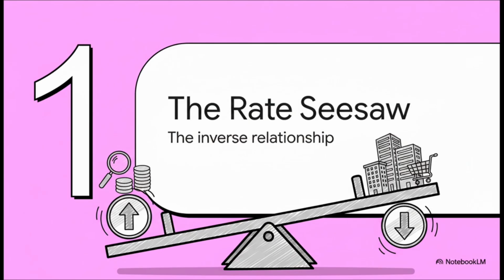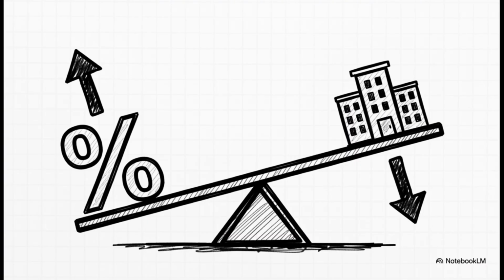Okay, first up, let's nail down the single most important concept you need to get your head around, the rate seesaw. It's honestly the best way to think about it. It's this powerful inverse relationship. Just picture a seesaw in your mind. On one end, you've got interest rates. When that side goes up, what has to happen to the other side? Property values. Well, they almost always go down. It's like the law of gravity in commercial real estate.